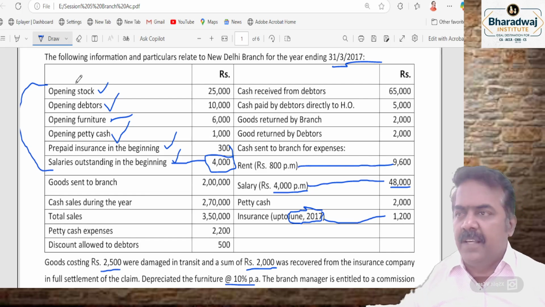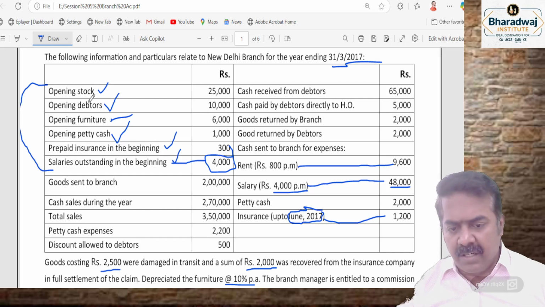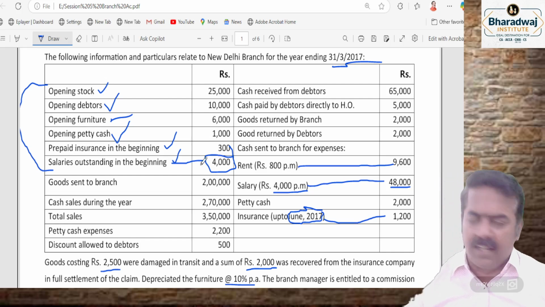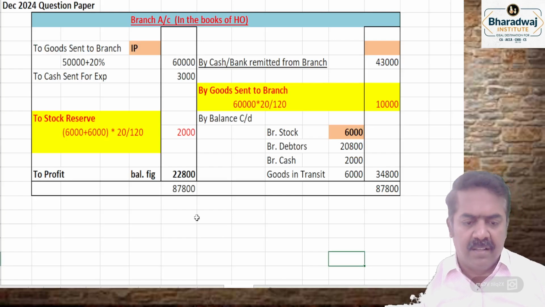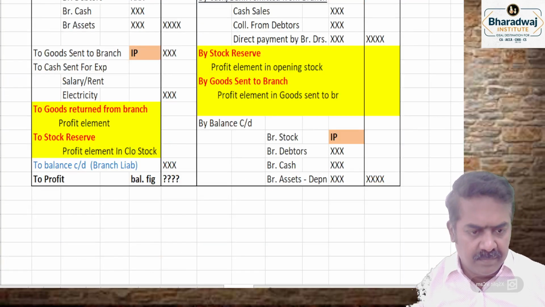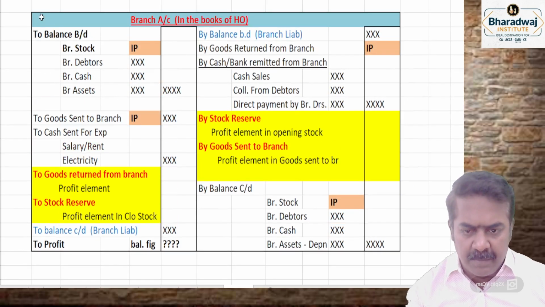So what all is missing? We need closing stock, closing debtors, closing balance of furniture and other details. Here, closing assets are missing. We need to work out. Start computation of closing balances.